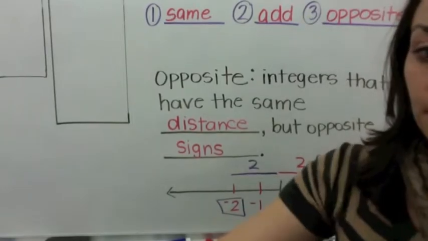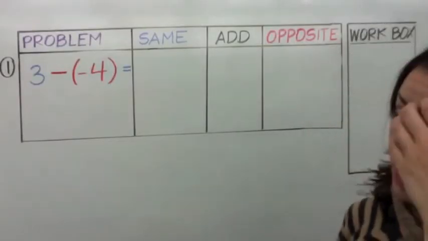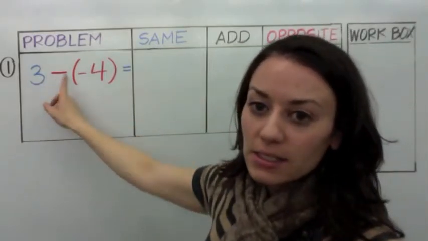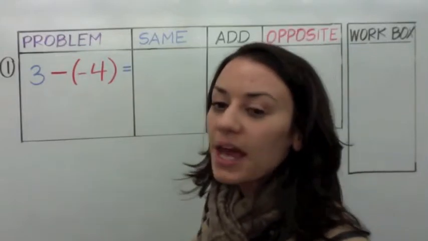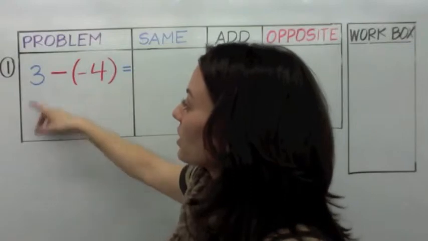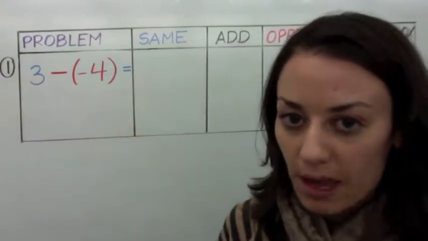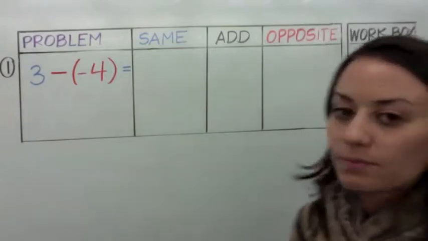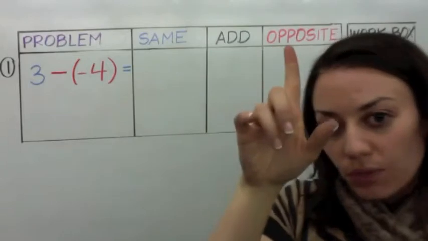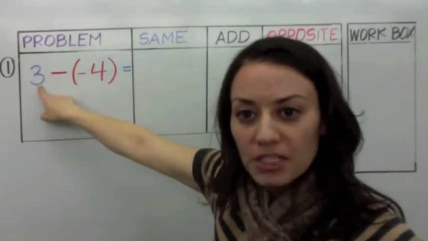Very good. So we're going to take a look at the first subtraction problem. Read it with me. It says positive 3 minus a negative 4. So you see how we're subtracting integers. We're taking a positive 3 and subtracting a negative 4. So we use same, add, opposite. What's the first integer? Positive 3.